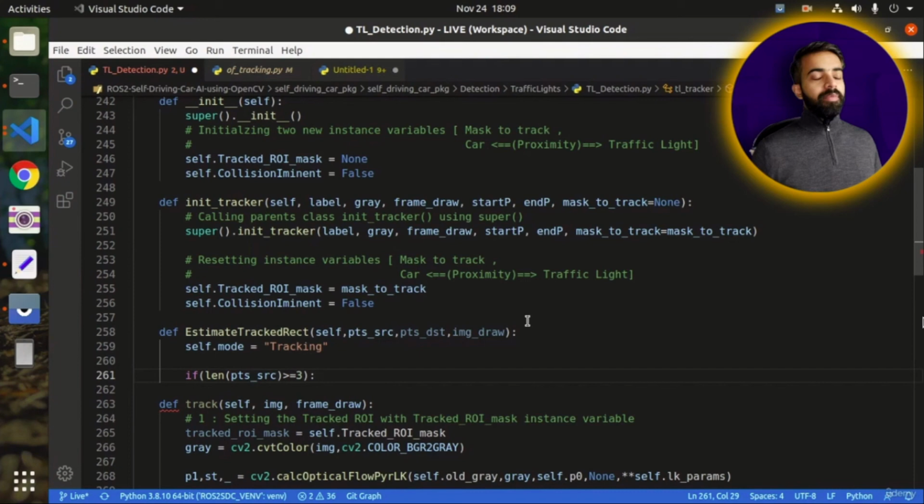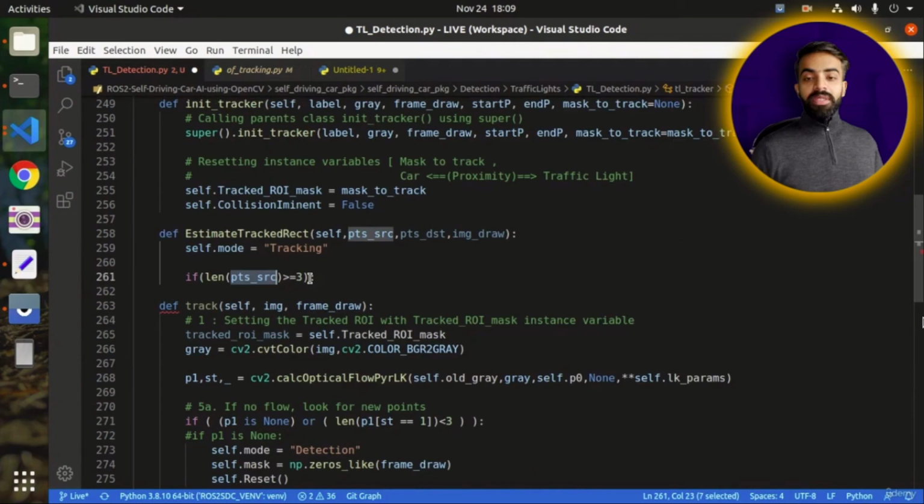And also we check the point source length to be greater than 3. Why are we checking this point source to be greater than 3? It is because when we want to do the homography estimation, that requires at least 4 points to estimate the homography matrix. And if we don't have those 4 points, then we cannot proceed inside this function. So if we have greater than 3 points, that means 4 or more points, we can perform the next step.